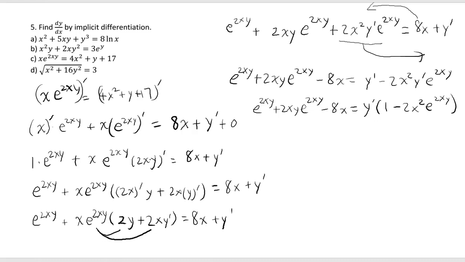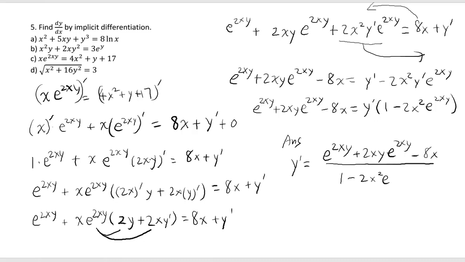Okay. The reason we have 1 is because you should think of y prime as 1 times y prime. So if you take the y prime away, it's 1. And you can check that these are indeed the same by just multiplying them out. Okay, now we are trying to solve for y prime, so this will be divided to the other side, which gives you the answer. Y prime is equal to e to the 2xy plus 2xy e to the 2xy minus 8x over 1 minus 2x squared e to the 2xy.